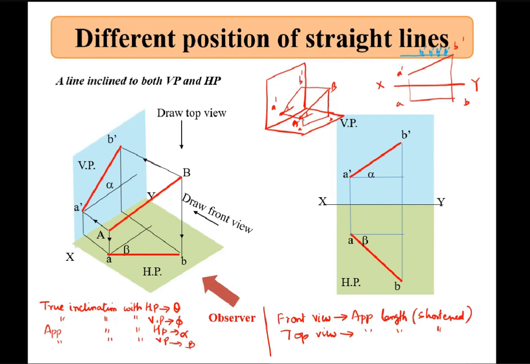Point A is completely fixed. The height of point B with respect to HP is fixed. And I am moving point B in such a way that this line is getting inclined to VP. So in the front view, what will happen? B dash will keep on moving behind and behind and behind like this. Is it clear?